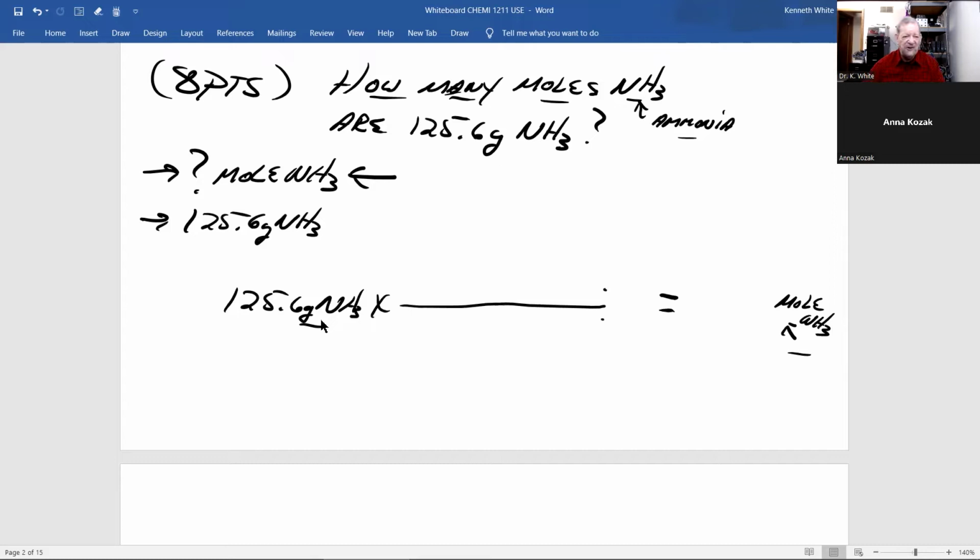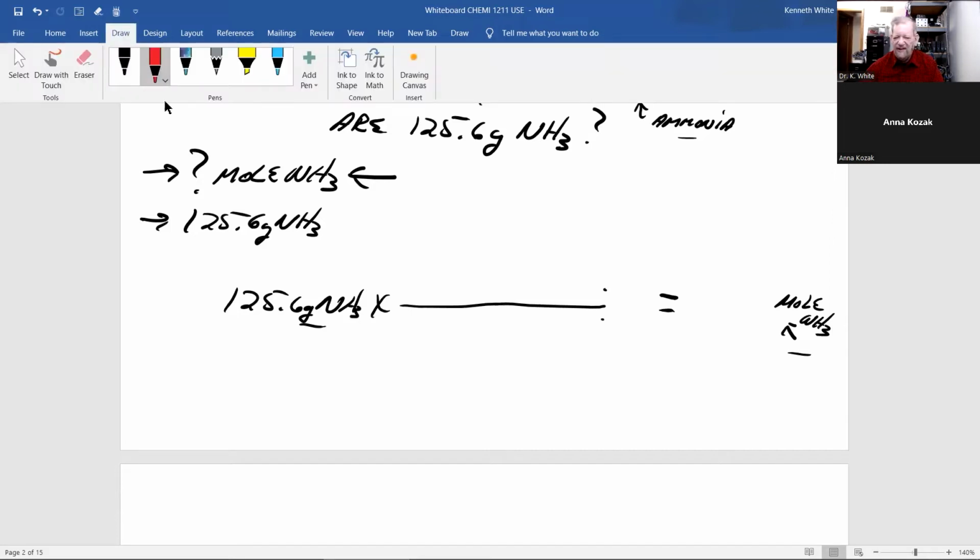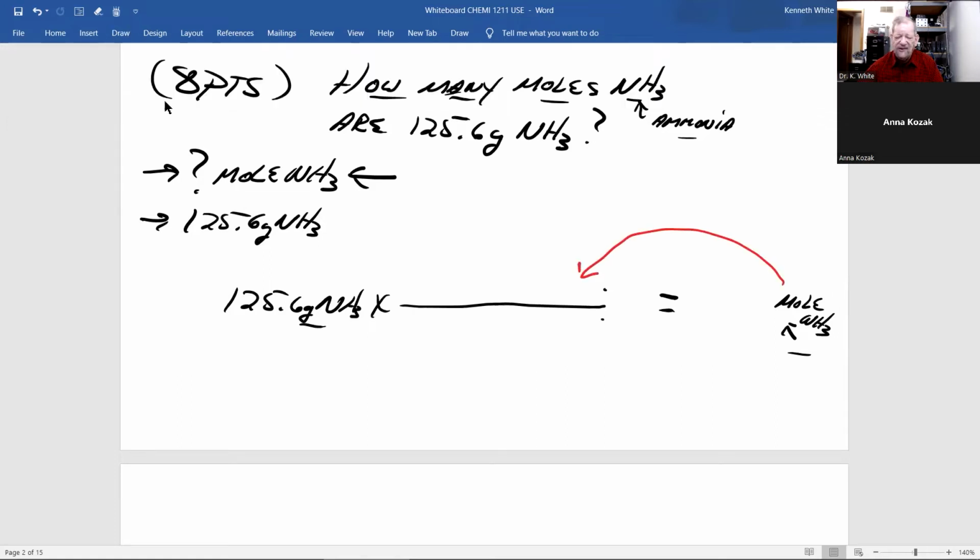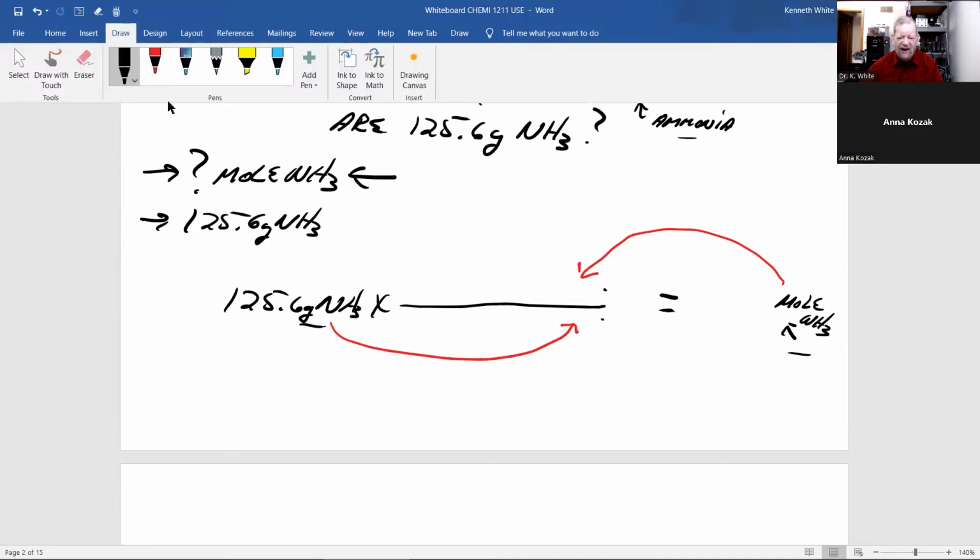All right, my turn. And it's time to use your good buddy, your good friend, unit analysis. Whatever we're trying to get to, the units go on top. Whatever we're trying to get rid of, they go underneath. And now write them in.